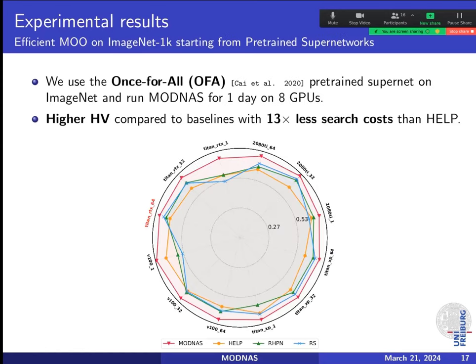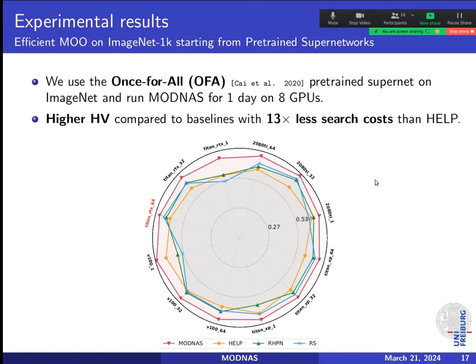And then the last experiment, we ran MOO NAS on ImageNet, starting from a pre-trained supernet. For this, we use the once-for-all pre-trained supernet from Cai et al. 2020. The MOO NAS search we ran for 1 day on 8 GPUs. And what we got is higher hypervolume compared to random search, random hypernet, and HELP plus meta D2A, which is an evolutionary strategy with 13 times less search cost than HELP, right?